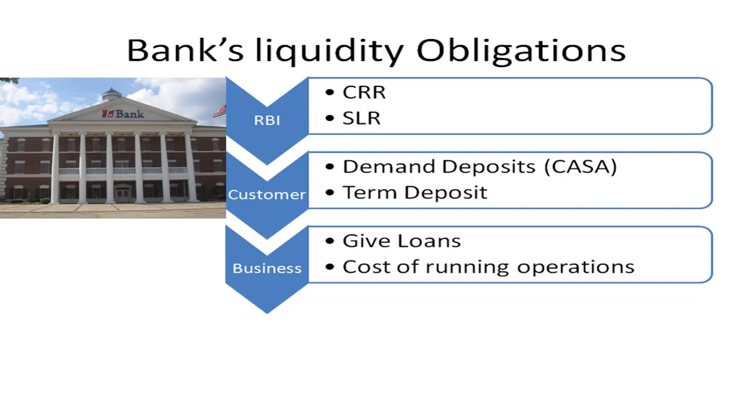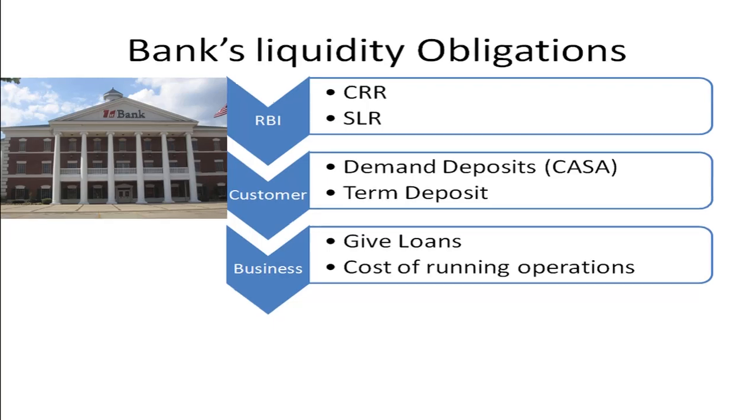And apart from that, bank need to give loans to the customers so that bank can charge interest on those loans and earn the profit. So these are the liquidity obligations for the banks. In simple term, we can call this a cash demand for the bank. So bank has some cash demands, and bank has some cash supply in the form of deposits, be it a current deposit, be it a saving deposit, be it a fixed deposit or a recurring deposit. In this form, bank generate the cash supply, right?